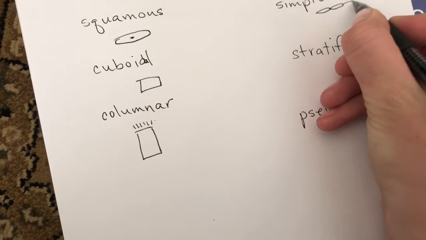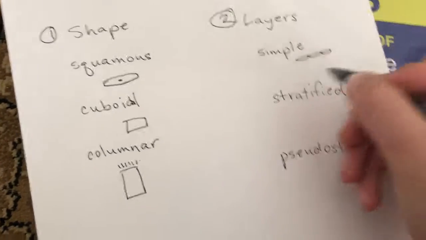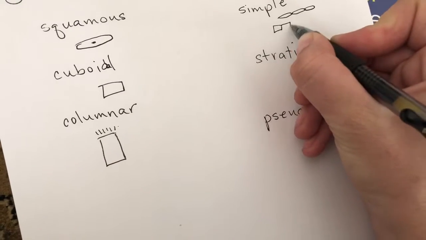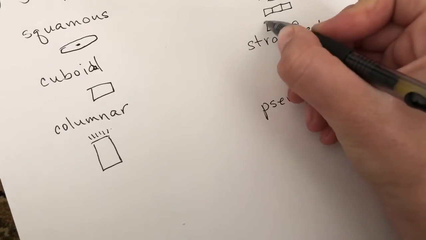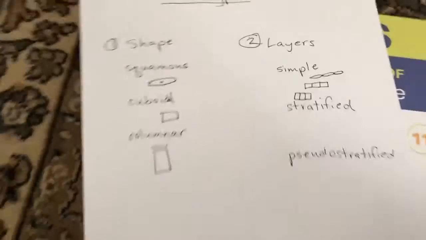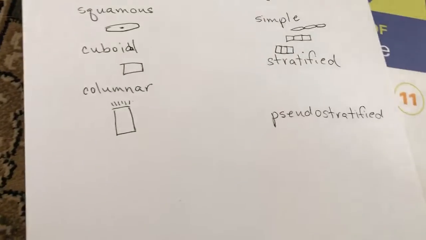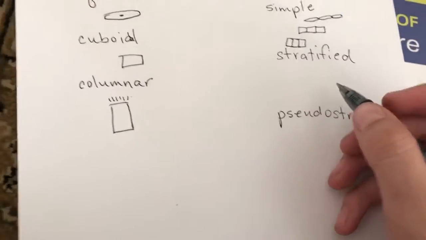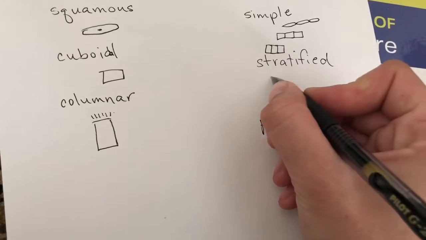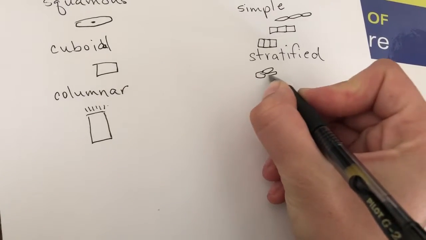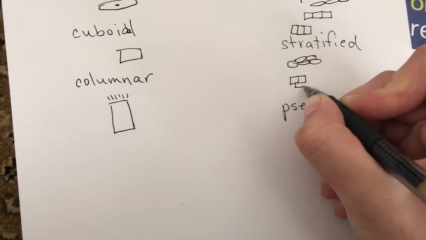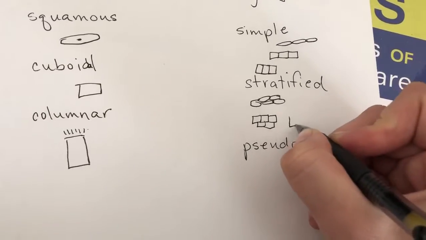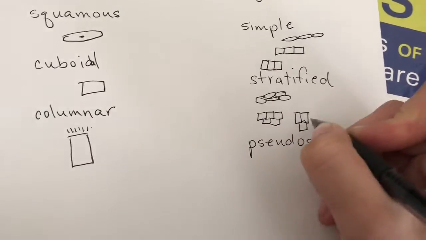Squamous would be a single layer of squamous cells. Simple cuboidal would be a single layer of cuboidal cells. Simple columnar would be columns. So simple is simple, just one layer. Your stratified is just stacks. Your squamous are going to look like bricks. Actually, so will your cuboidal as well. And your columnar, same situation, just a different shape.